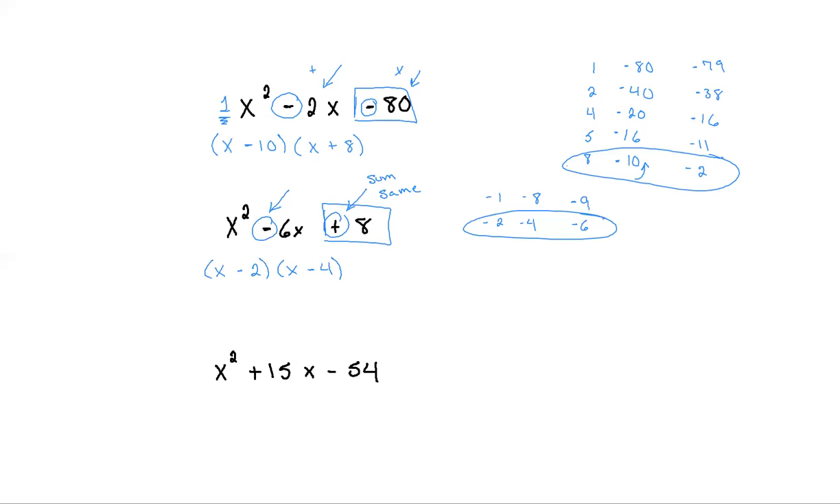One more time. I'm going to look at my final number. I need two numbers that multiply together to give me negative 54. I'm going to write out my factors of 54. 1 and 54. 2 and 27. 3 and 18. 4 doesn't work. 5 doesn't work. 6 and 9.